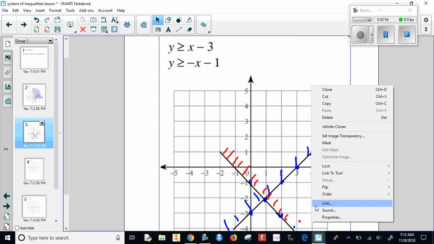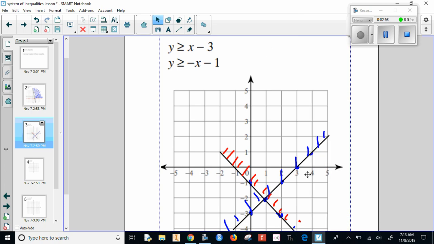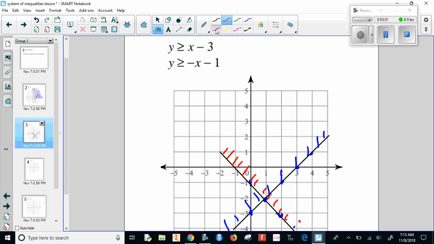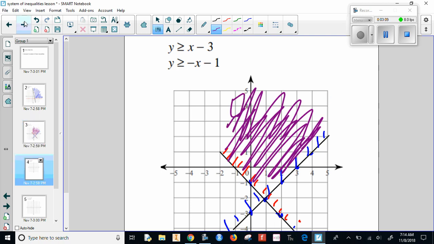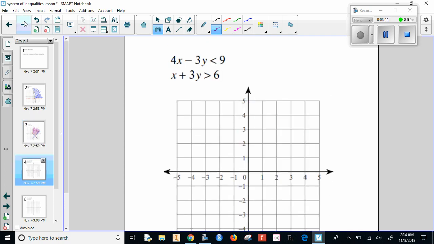And so now we take a look and see what is the place that both of these are going to be shading. And I'll do a new color. And it looks like everything up here is going to be shaded. All right, now sometimes there are more complicated problems like this. There's multiple ways to do it, but what I would do is I would solve for y.